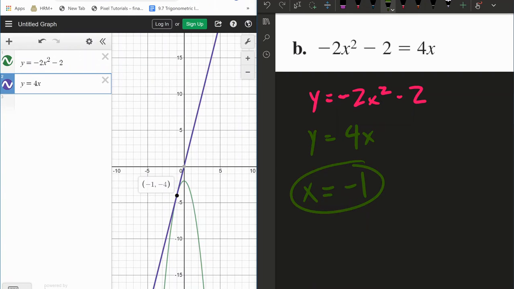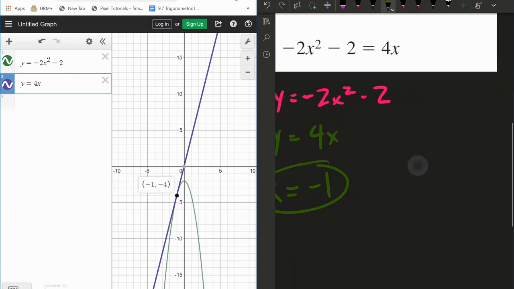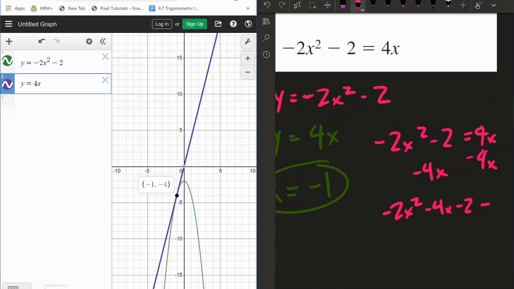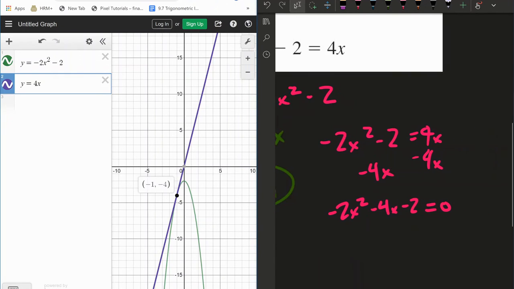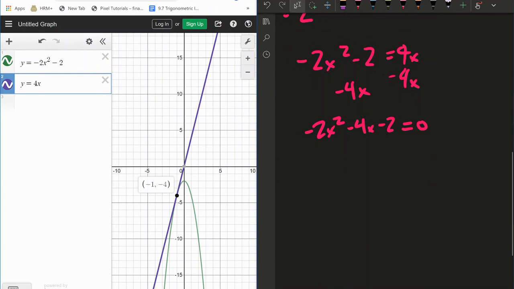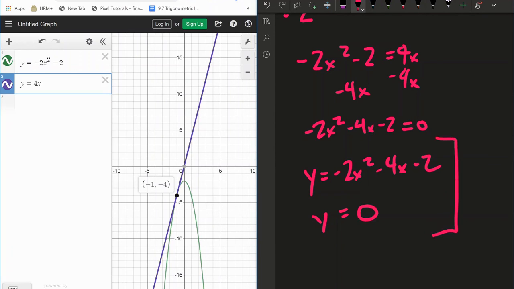Now, other people will tell you that you need to solve this by setting it equal to 0, putting it into standard form first, and that's fine. I just want to demonstrate that real quick to show that it does the same thing. -2x squared minus 2 equals 4x, and then I would subtract 4x on both sides. -2x squared minus 4x minus 2 is equal to 0. So that means that I would do these two equations: y is equal to -2x squared minus 4x minus 2, and y equals 0. It would be these two equations.